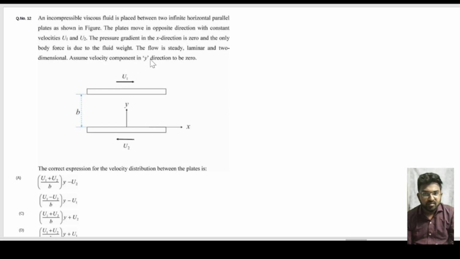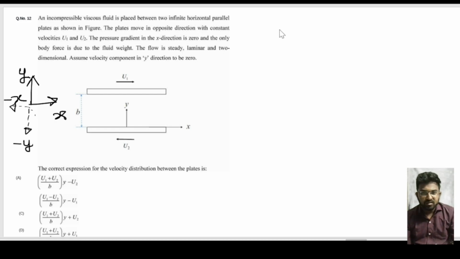So the flow is steady, laminar and two dimensional. Assume the velocity component in the y direction to be 0. So the basic thing is that first I will draw the directions. This is the positive x direction and this is the positive y direction. So this will be the negative y direction and this will be the negative x direction.